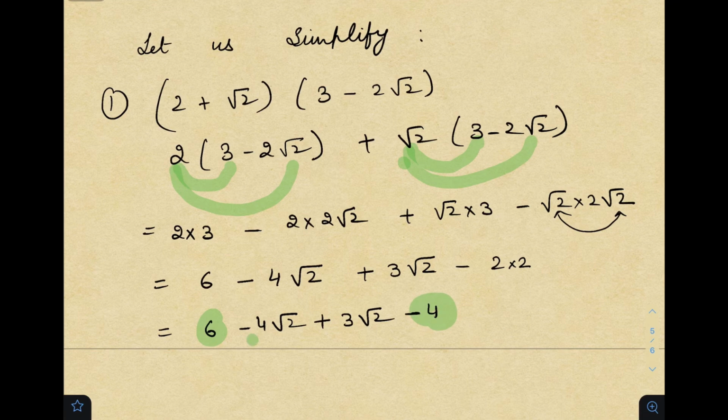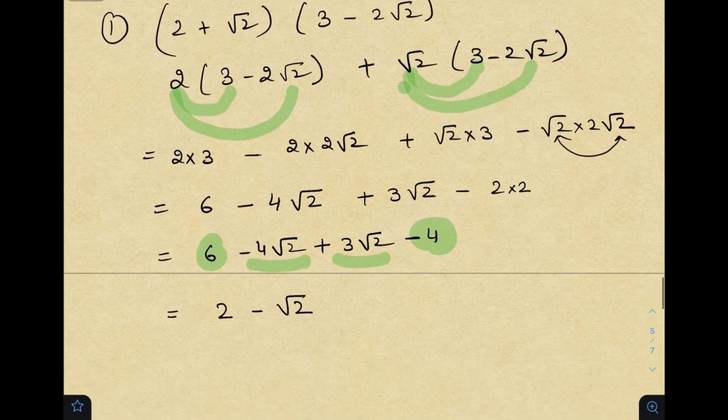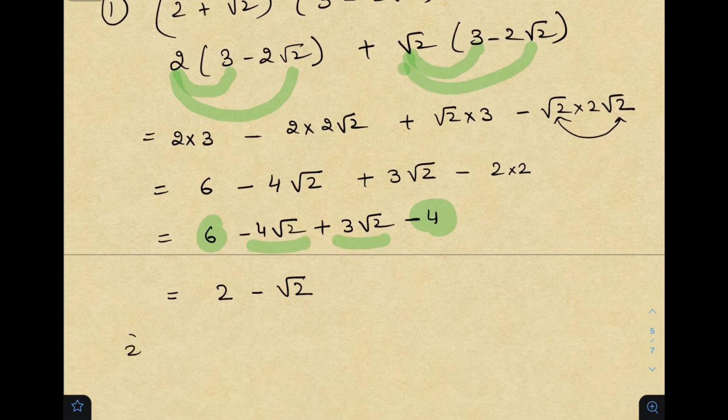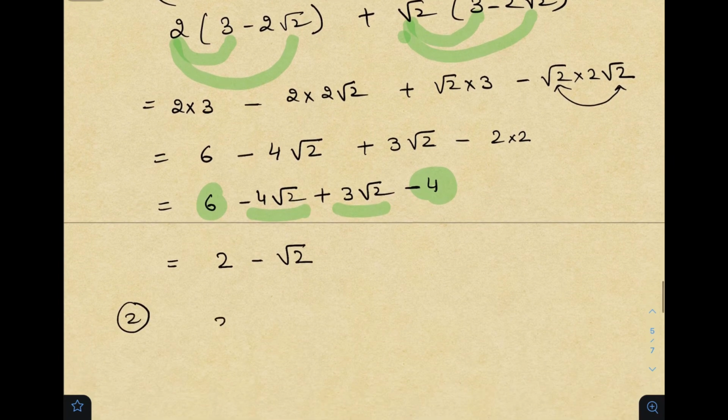6 and 4 are like terms, so 6 minus 4 gives us 2. Minus 4 root 2 and plus 3 root 2 are like terms, so we will combine them. So the answer is 2 minus root 2. Let us take the second part.